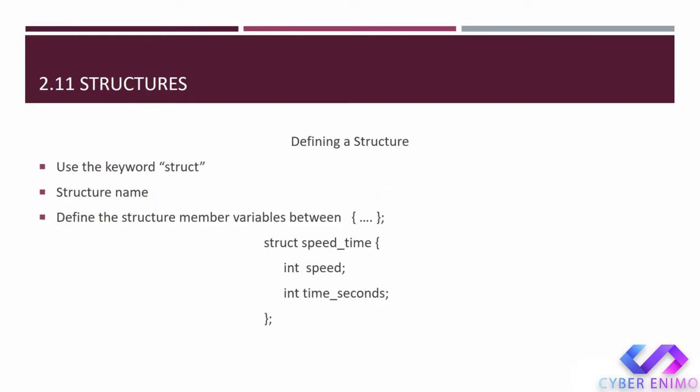To define a structure, we type the keyword struct followed by the structure name. And then we open curly brackets and we declare the member variables of that structure. So a structure representing the speed and time of a vehicle, for example, would be defined as follows. We type the keyword struct followed by the structure name, speed_time. Then we open curly brackets and declare the variables representing the structure members. For this structure, we declare two integers, speed and time_seconds.